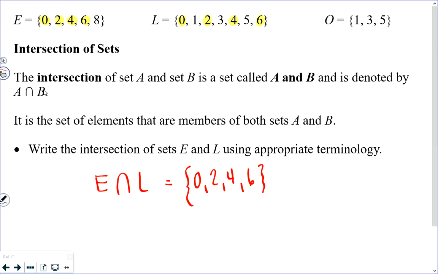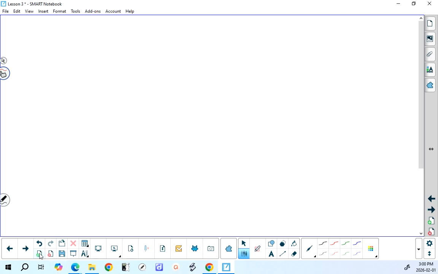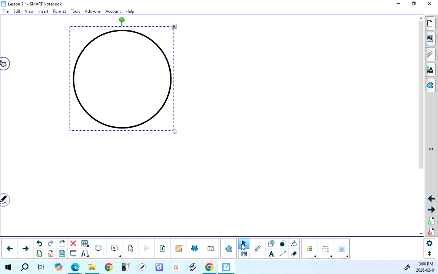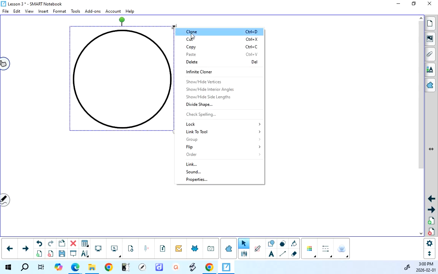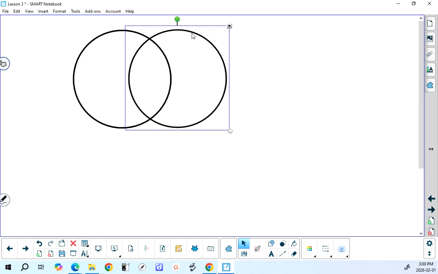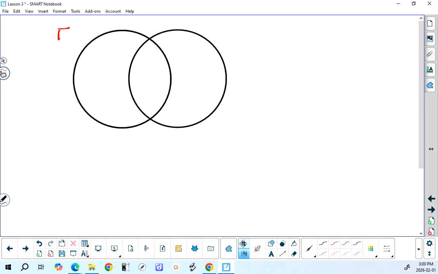But let me explain to you why it's called an intersection. And I don't need to do this, everybody, because this is going to be in a coming up lesson. But I think it might be helpful now and later for you to see it. What I'm going to do is construct a diagram, which is really just a model of these two sets and their relation to each other. Let's call the set on the left E, and the set on the right L.